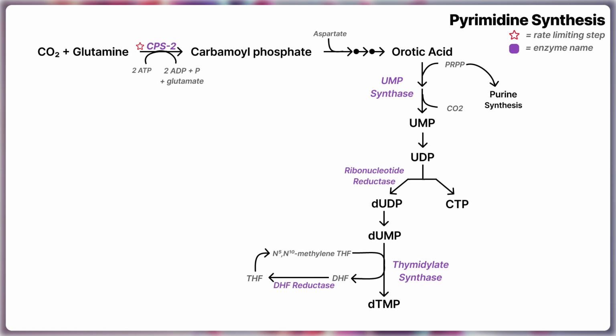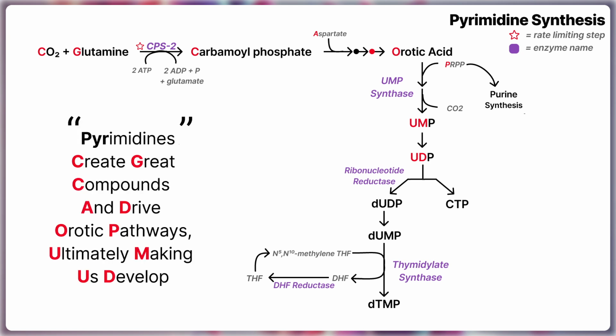Now that we've covered the whole pathway, you're probably wondering, how do I memorize all of these random letters and words that look like someone just smashed their keyboard and called it pyrimidine synthesis? But I have a mnemonic for you that will help you keep this entire pathway right on your fingertips. The mnemonic goes like, pyrimidines create great compounds and drive erotic pathways, ultimately making us develop. The letters in red correspond to the order of intermediates in the pathway.